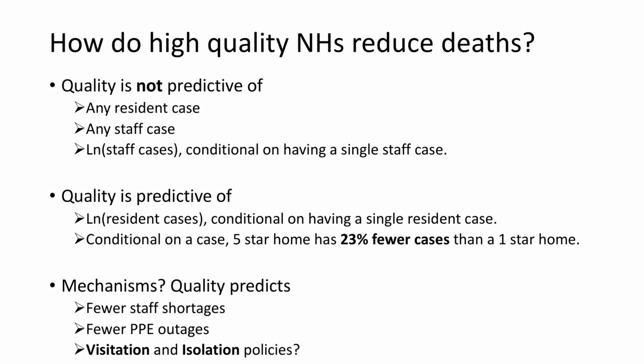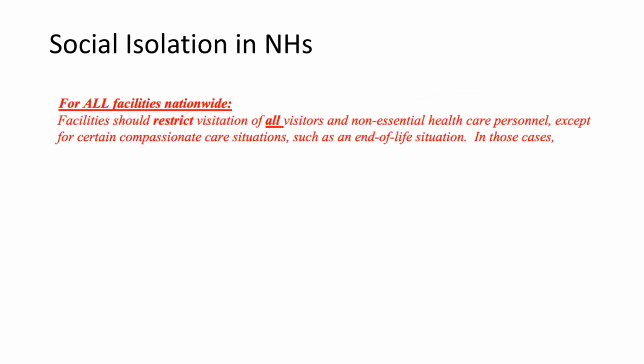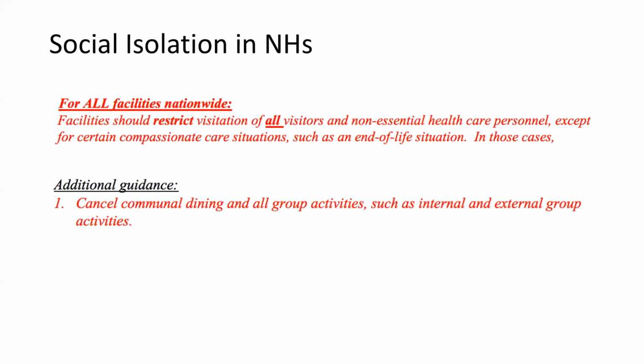To provide a little bit of background, the very first memo released by CMS to nursing homes in light of the pandemic was on March 13th, and literally top of the line, bold letters, red, italics, everything they could do to get your attention. They said that facilities should restrict visitation of all visitors and non-essential healthcare personnel, with the exception of certain compassionate care situations such as end of life. CMS also recommended that nursing homes cancel all communal dining and all communal group activities. Essentially CMS was saying, for the time being, while we're trying to figure this out, have everyone stay in their room and limit their contact with anyone else.